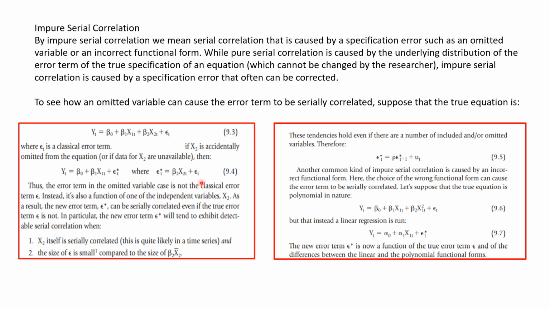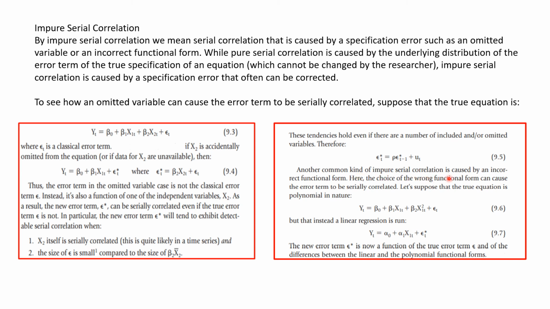As a result, the new error term eta t star can be serially correlated even if the true error term eta is not. In particular, the new error term eta t star will tend to exhibit detectable serial correlation when x2 is itself serially correlated. This is quite likely in time series and when the size of eta is small compared to the size of beta 2 x2 bar. So these tendencies hold even if there are a number of included or omitted variables. Therefore, eta t star is equal to rho eta t minus 1 star plus ut.